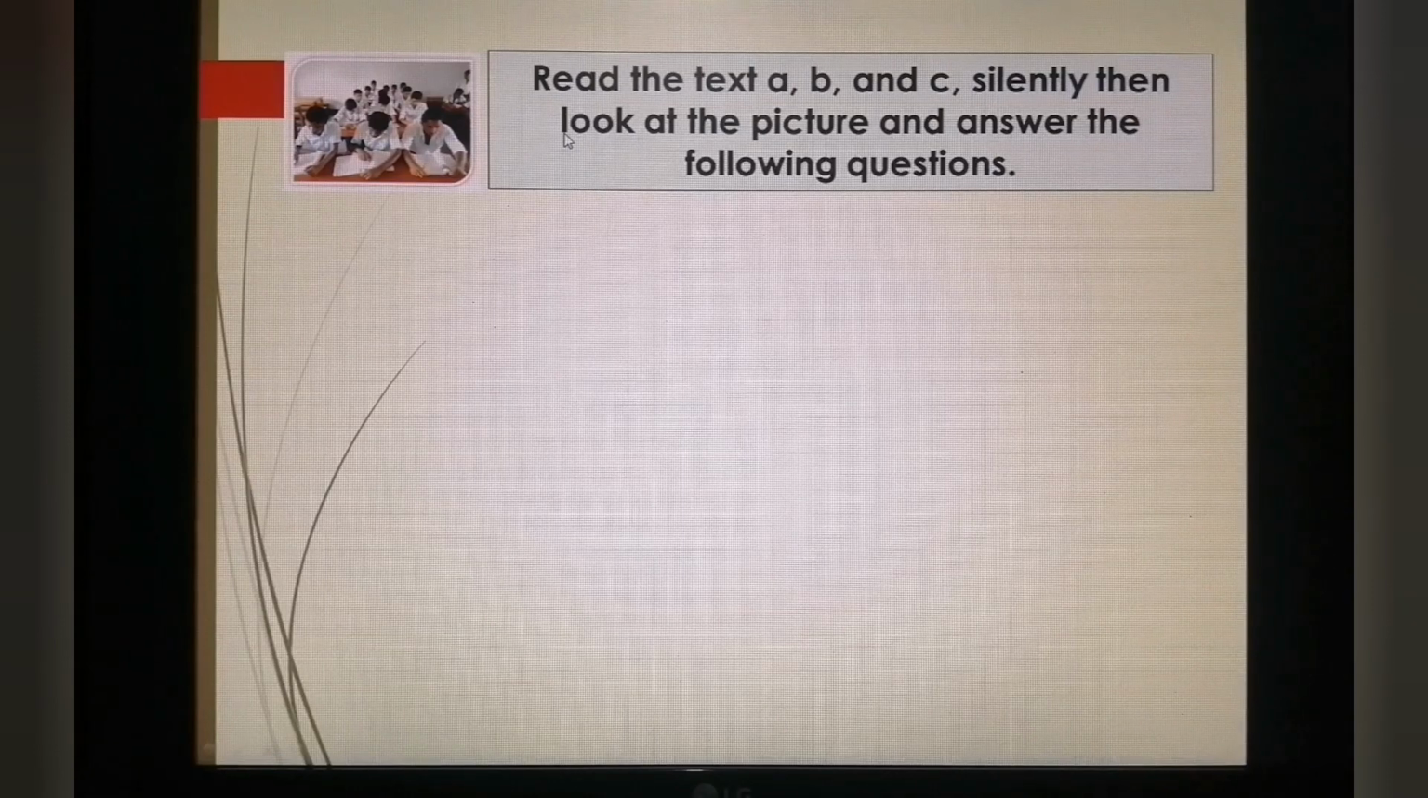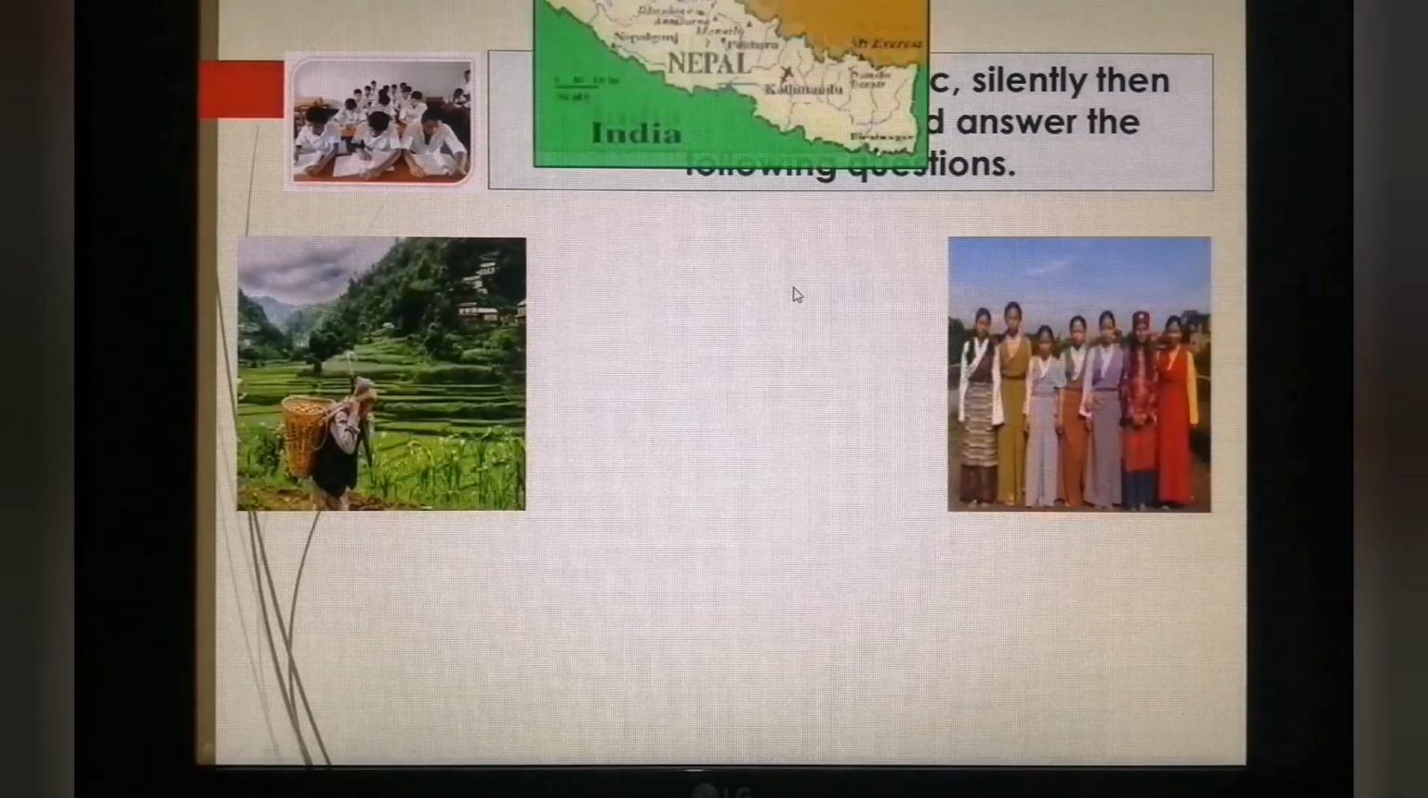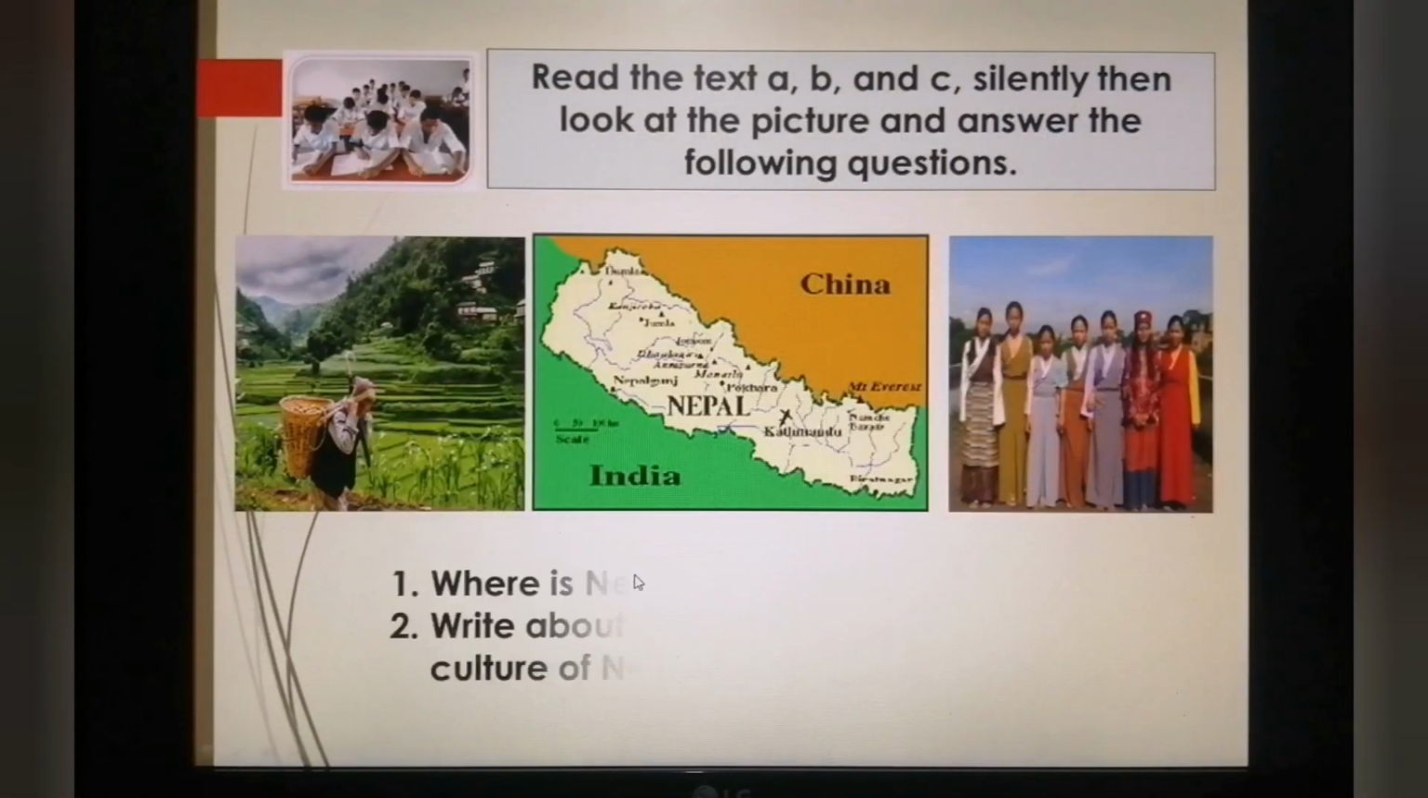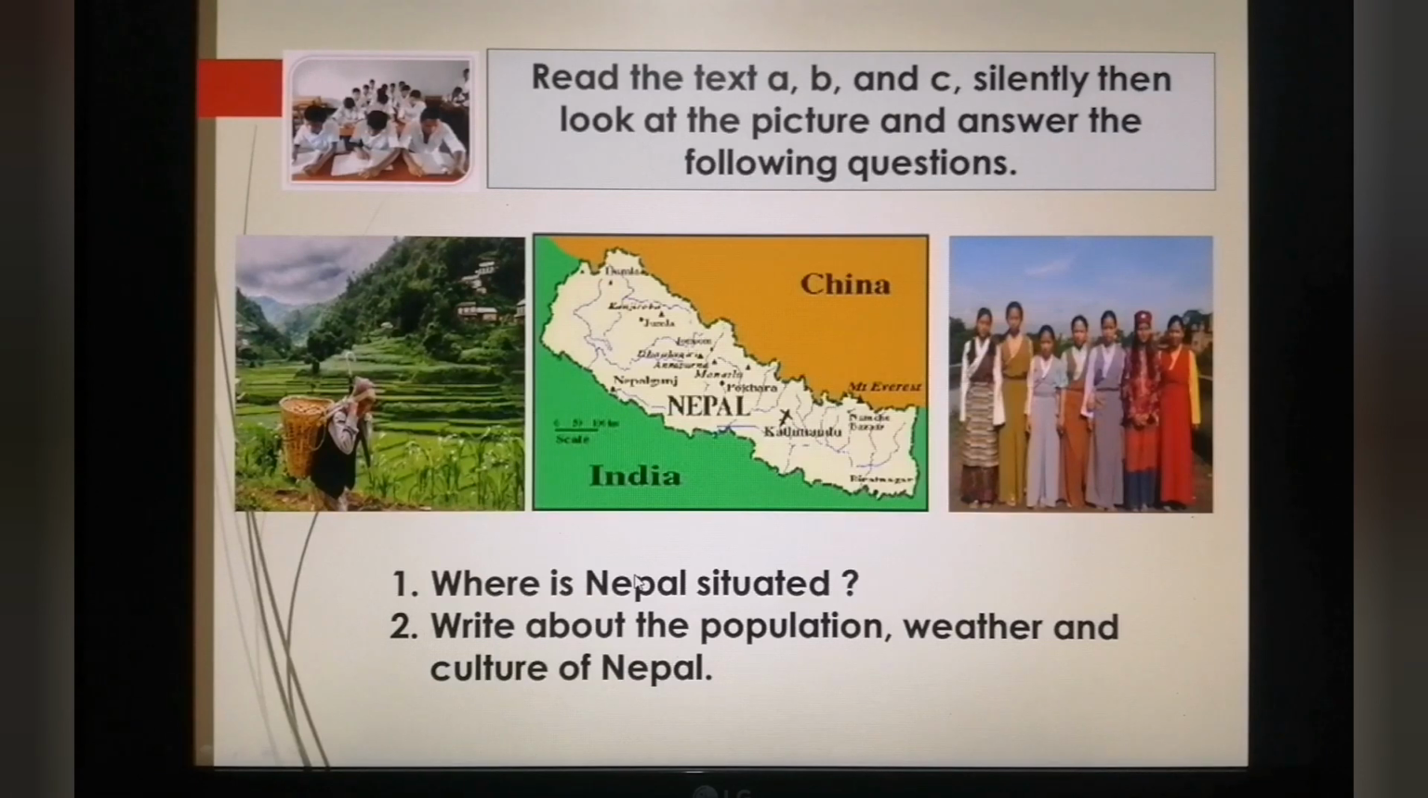Students, now read the texts A, B and C silently. Then look at the picture and answer the following questions from your textbook, that means English for Today. Now write down the questions. Where is Nepal situated? Write about the population, weather and culture of Nepal. In your exercise book, you will write the answers.